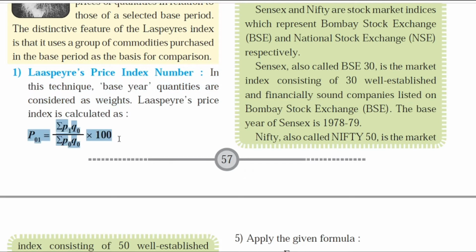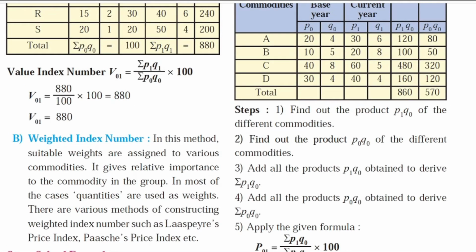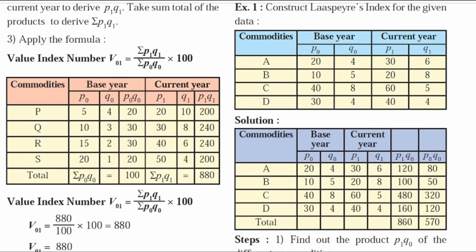P01, that is price index number, is equal to summation P1 Q0 upon summation P0 Q0 into 100. Basically, 1 is the suffix of the current year and 0 is the suffix of the base year. So summation of price of current year and quantity of base year divided by summation of price of base year and quantity of base year. Basically we need to first find the products of price and quantities and then multiply by 100. Here 0 is base year, current year is 1. Remember this always, my dear students.